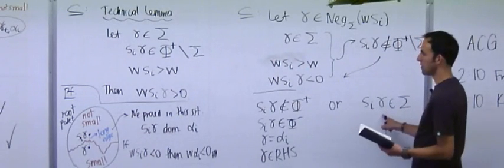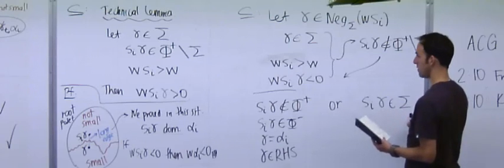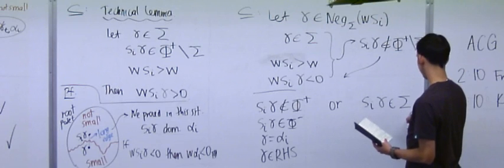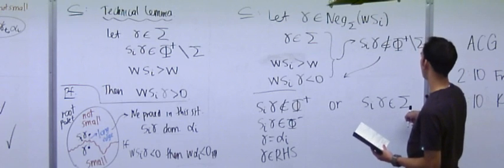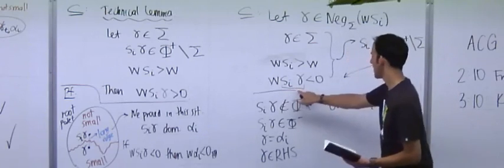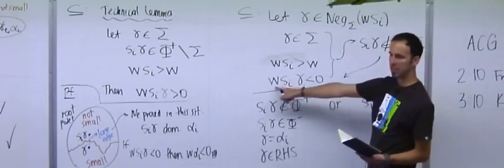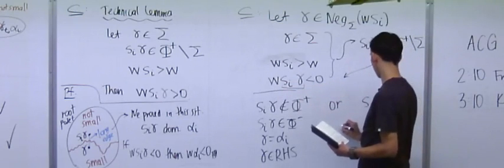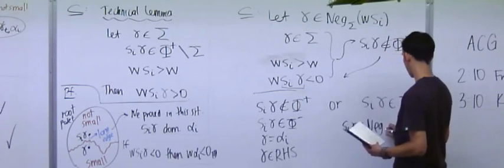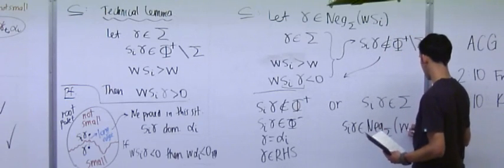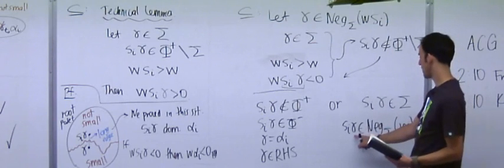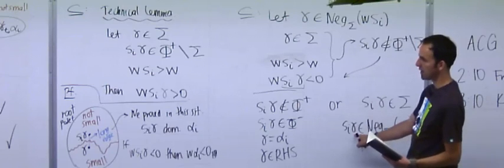And if ψ(γ) is in Σ, then basically I know that ψ(γ) is in Σ and is made negative by W. So that means that ψ(γ) is one of the small roots made negative by W. Okay. I want to prove that γ is in the right-hand side, and I almost have it.